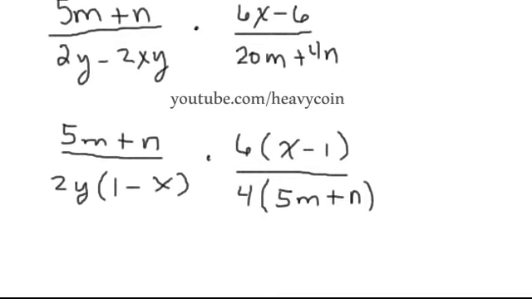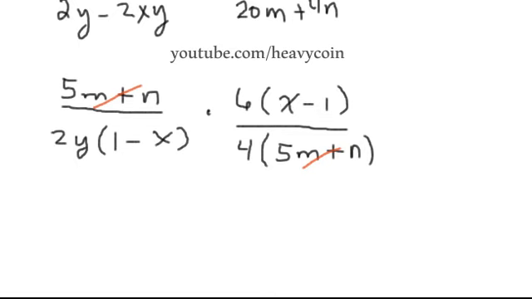Now we're going to be able to cancel some things out here. We have a 5m plus n up here, and we have one down here. This 2 can go into 6. Let's see, we have a 1 minus x and we have an x minus 1. Now there's going to be a trick that takes place here. We're going to factor out a negative out of, let's just factor it out of the top here.